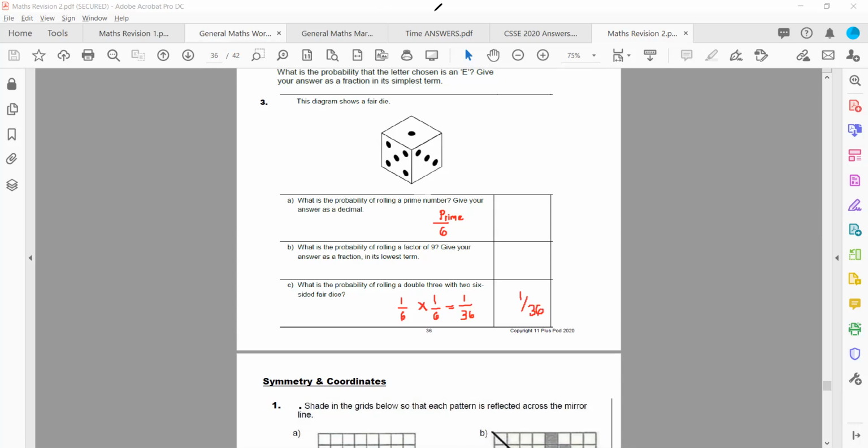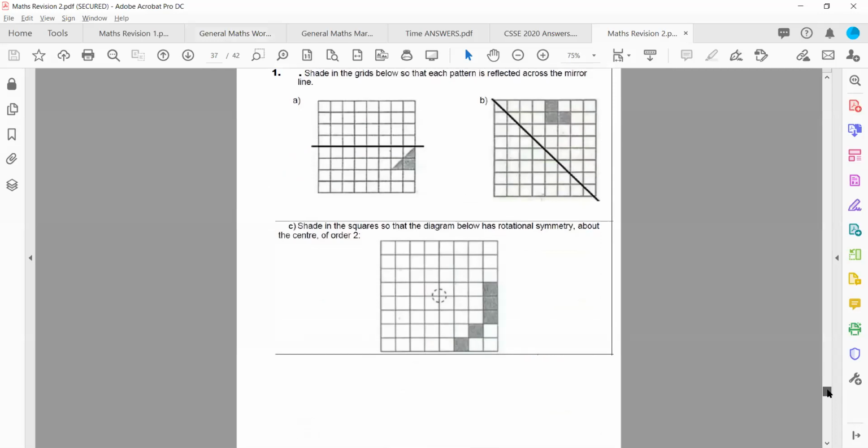Now, let's go down, have a look at symmetry. So let's come down here, symmetry and coordinates now.